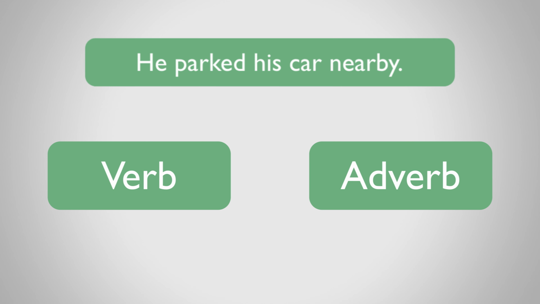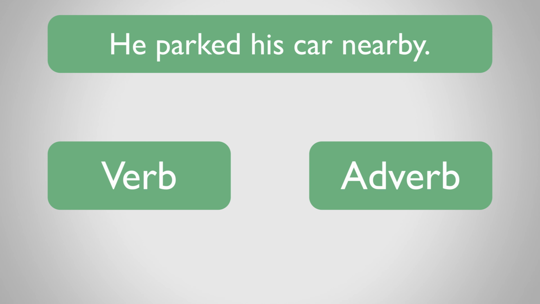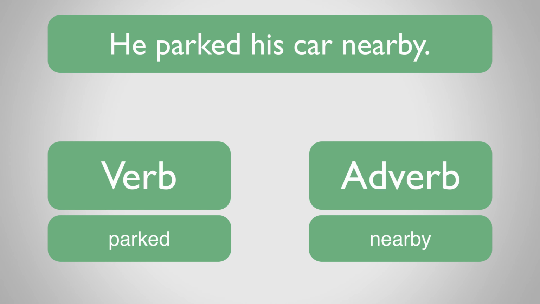Okay, here's another example. He parked his car nearby. So the verb is parked. Is there an adverb of place? Is there a word telling us where he parked? Well, there is. It's nearby. So the place adverb in this sentence is nearby.